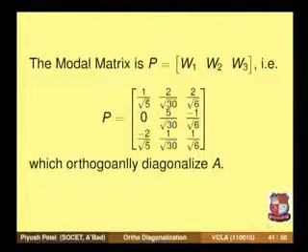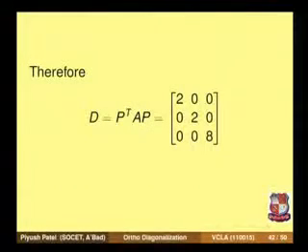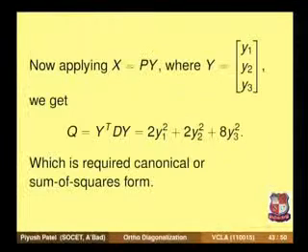Now using this model matrix, we diagonalize the matrix A. The diagonal matrix will be of this form: 2, 2 and 8 on the diagonal and the rest of the elements are 0. This is the diagonal matrix. Now we take the orthogonal transformation X = Py and apply it on the quadratic form Q, so that we have Y transpose D y.